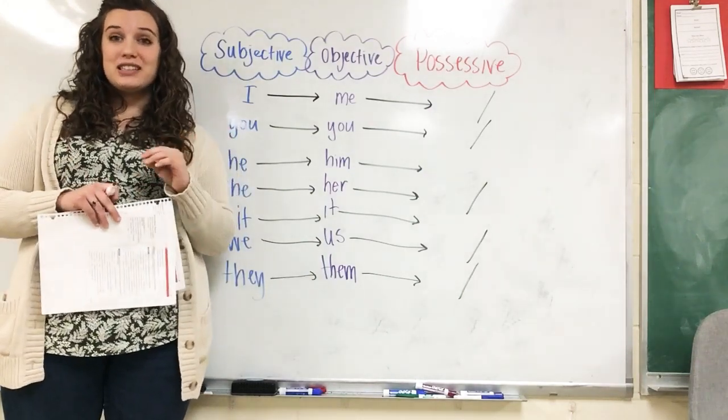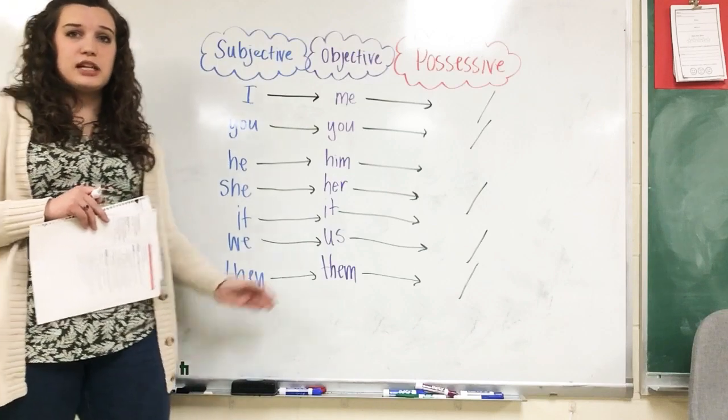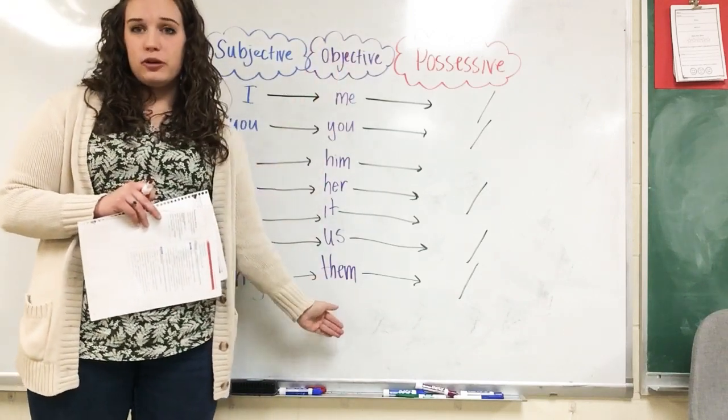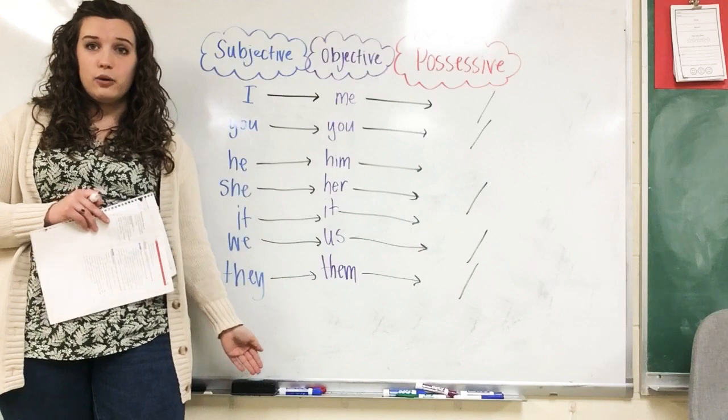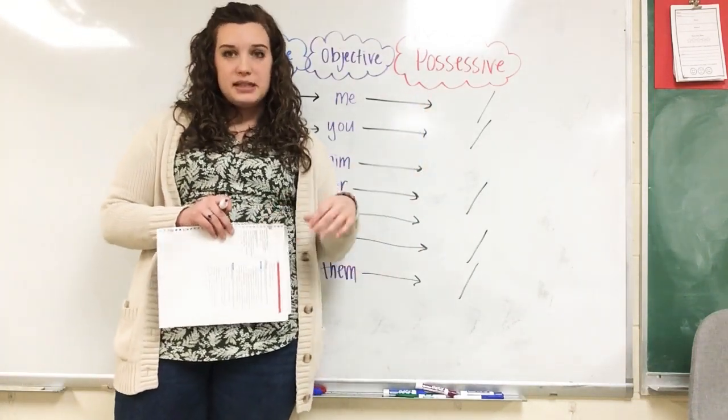It's the same thing with the next type of pronoun that we're using. So this is the subjective pronouns, the ones that are going to be the subjects of your sentence. These are the objective pronouns, the ones that are going to be the object of the predicate or the action that's being taken. And then the next one we're going to learn is the possessive pronouns.